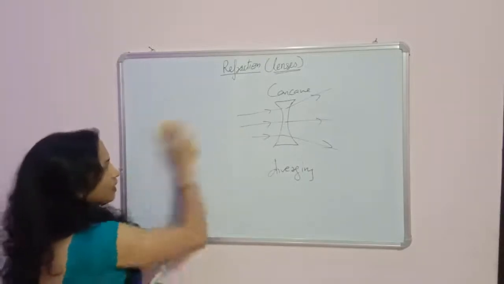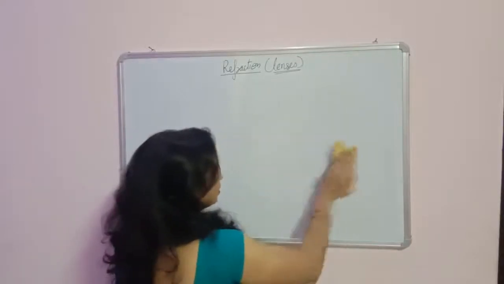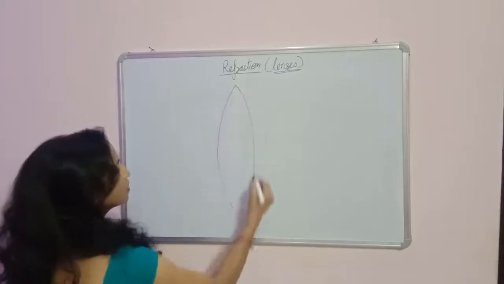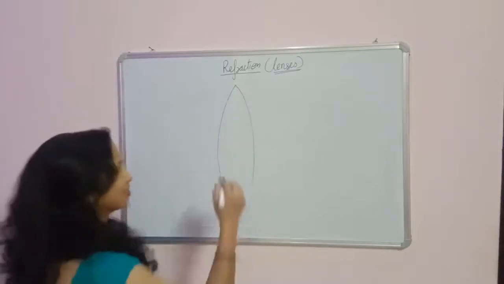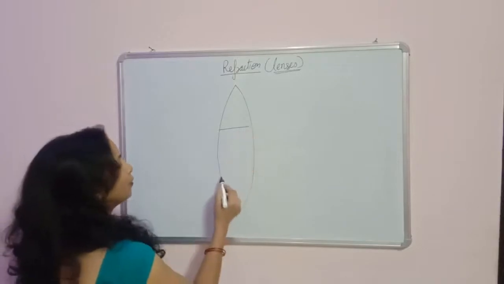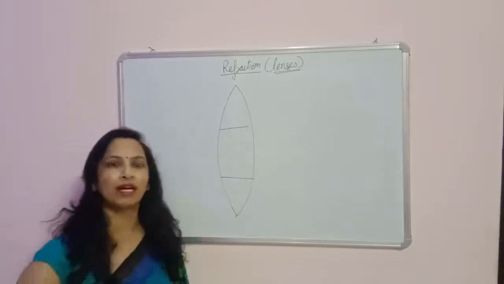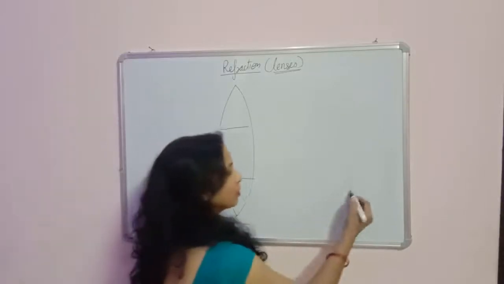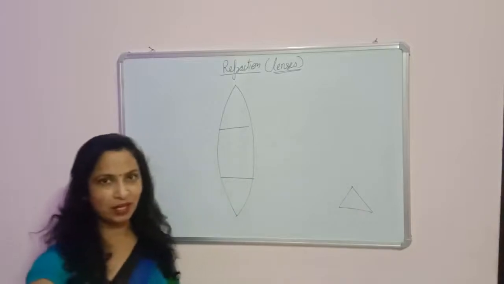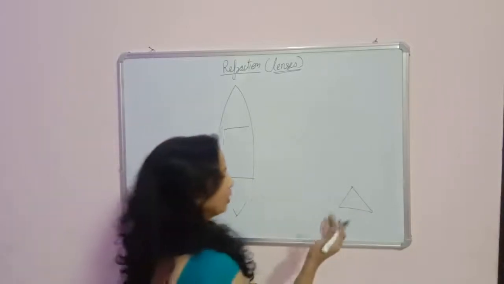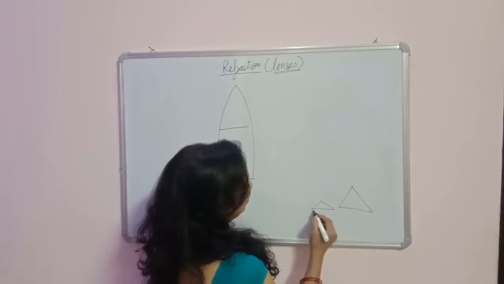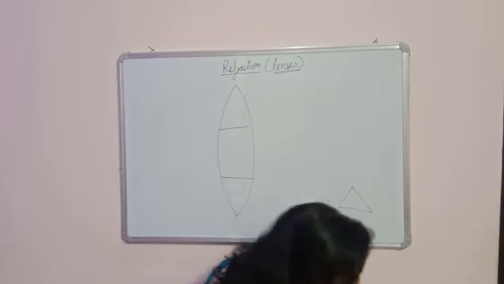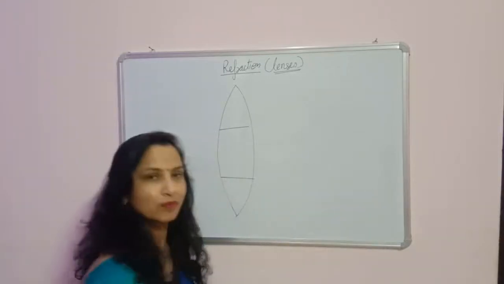For explaining, first the convex lens, I am going to divide this lens into three parts. This is a convex lens, and I am going to divide it into three parts. The upper and the lower parts act like a prism. You know the prism? It is triangular in shape. If you see it from the upper side, it will appear like this. It is made up of glass. So we can say the upper part works like a prism.